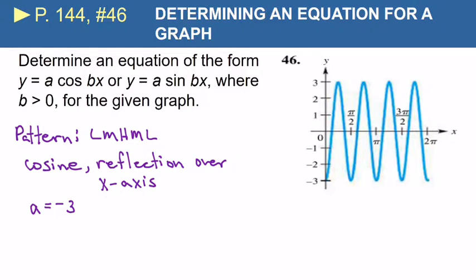Alright, now let's count patterns. From 0 to 2 pi, how many patterns do we see? Low, middle, high, middle, low, that's one pattern. Then 2, 3, 4. And so b is 4 again. And so our function will end up being y equals -3 cosine 4x.